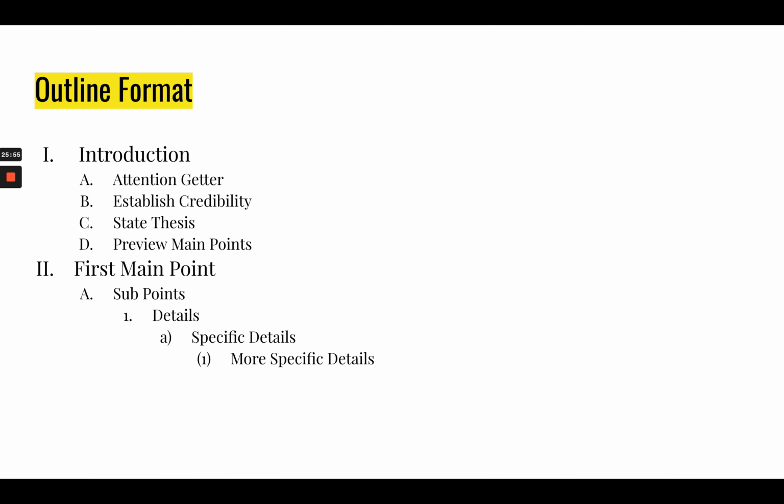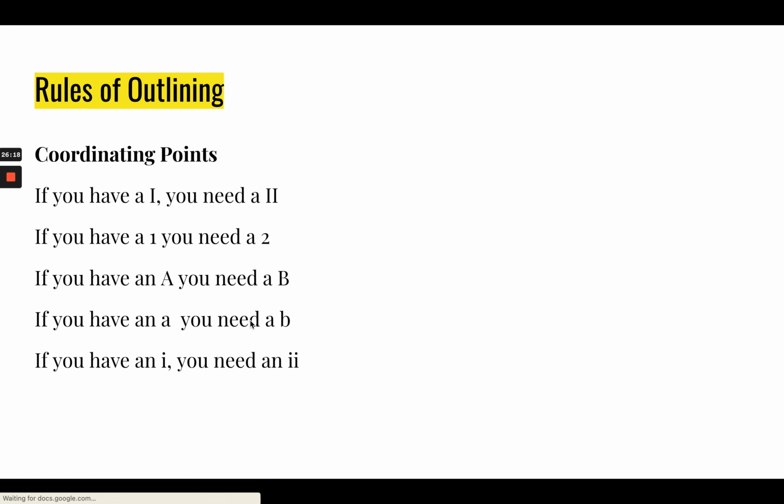So this is the outline format we're going to use in this class. This should be a lowercase i, it just doesn't look that way. You have your Roman numerals that are your main points. You have your capital letters that are your subpoints. You have your Arabic numerals for your details, lowercase letters for your specific details, and lowercase Roman numerals for more specific details. So there are rules for outlining.